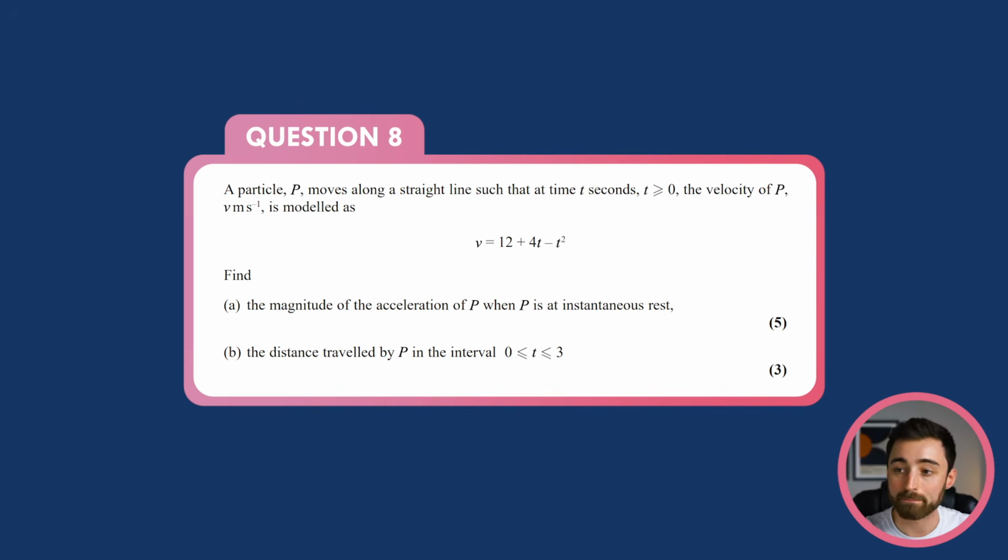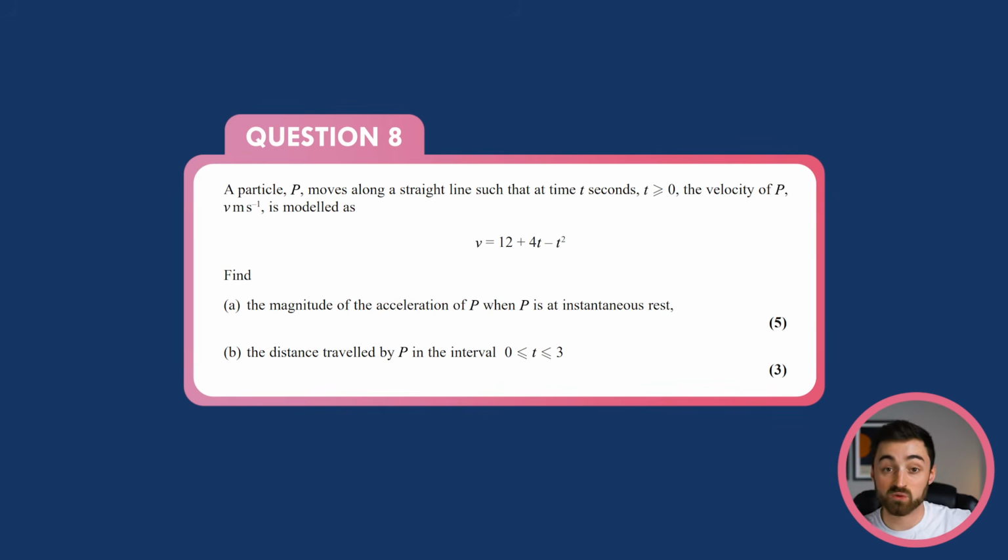So we want the magnitude of the acceleration of P when P is at instantaneous rest. There's a couple of things we need to do here. What does instantaneous rest actually mean? It means you're at rest. You aren't moving. So what is your velocity going to be if you're at rest? Nada. It's going to be 0.